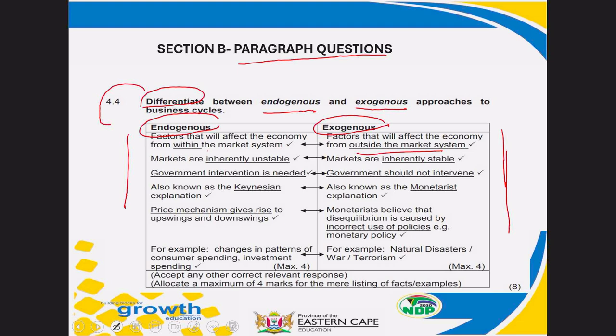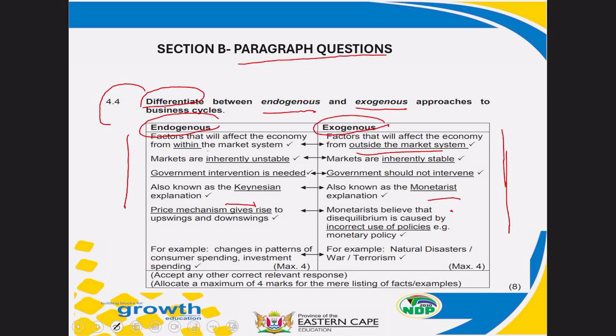When you say markets are inherently unstable, on the other side, you should also mention markets are inherently stable. So unstable on endogenous and stable on exogenous. Now, who are the economists behind? Is it the Keynesians on endogenous? Is it the monetarists on exogenous? Just something for you to remember the Keynesians, because sometimes they can confuse you. Endogenous, endo means inside. So for you to get inside, you need a key, which is your Keynesian. So these are the Keynesians that are economists. Then the other ones are the monetarists.